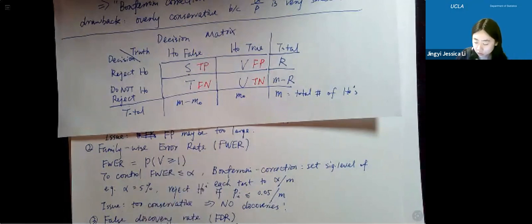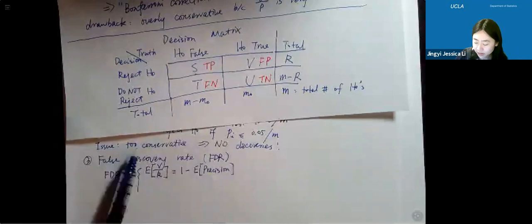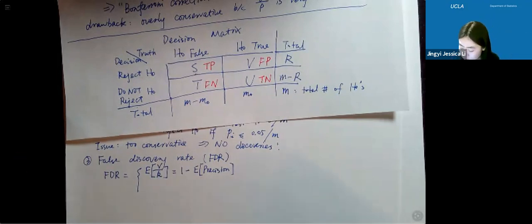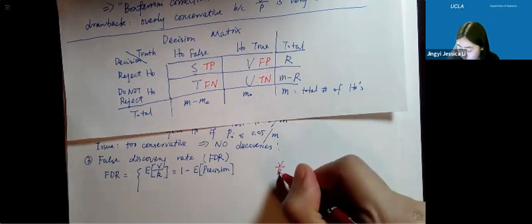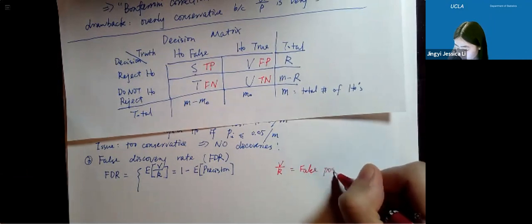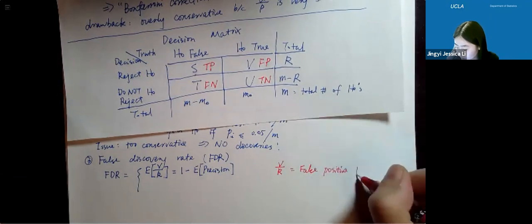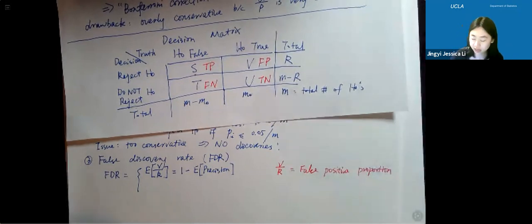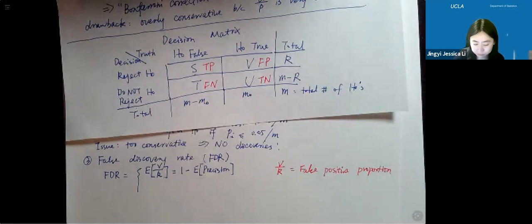And in the FDR, what we want is that applying our procedure to many data sets, for each data set, we can have a false positive ratio. So there's a name for this. This V versus R can be called false positive proportion. So that's the proportion on one data set. And once you take the expectation across data sets, you are talking about something on average, and that's the FDR.